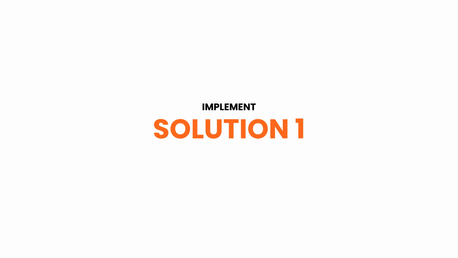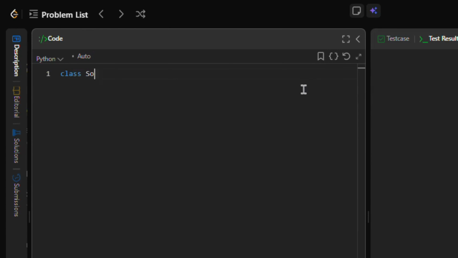Let's try to implement it using solution 1. We start by defining a class named Solution. This simply organizes our function inside a neat container. This creates our function maxProduct, which takes a list of integers and returns the largest possible product of a contiguous subarray.